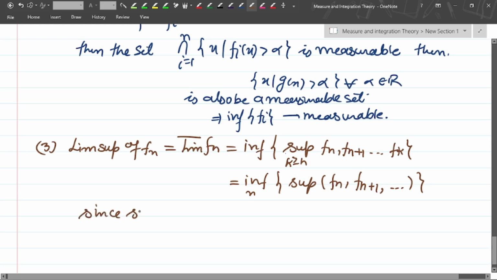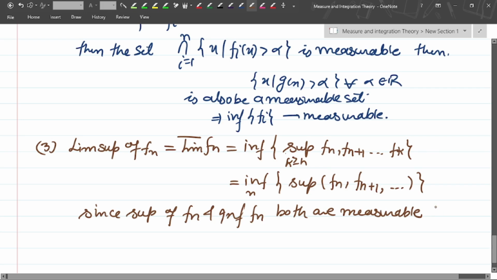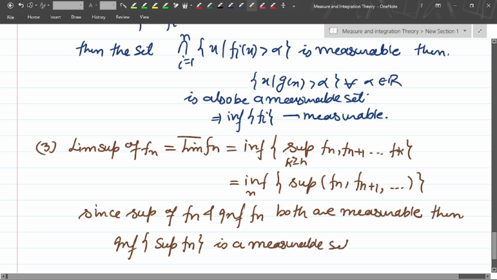Since the supremum of Fn and the infimum of Fn are both measurable according to results 1 and 2, the infimum of the supremum of Fn is a measurable set.